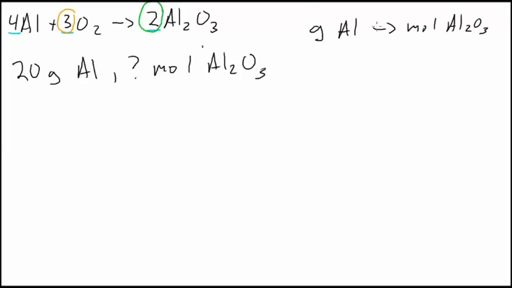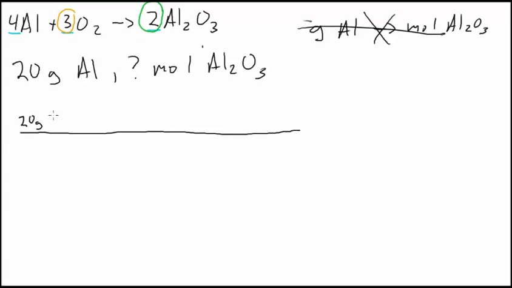And so you can't do this. Can't do that. So basically this stoichiometry problem is going to take two conversion factors. Let's set it up and see what two conversion factors that is. So we've got 20 grams of aluminum from our problem up here. And I'm going to put grams of aluminum down here so that it cancels. And we want moles of aluminum oxide.